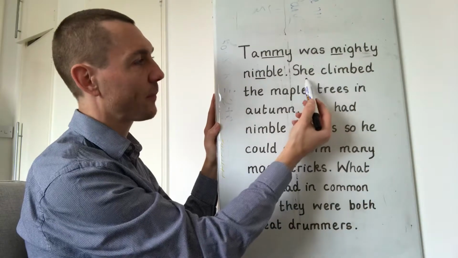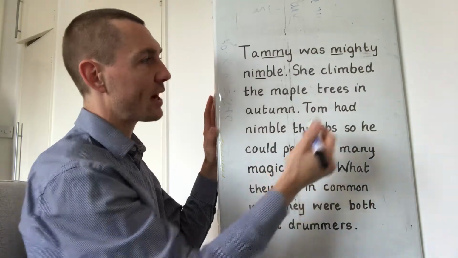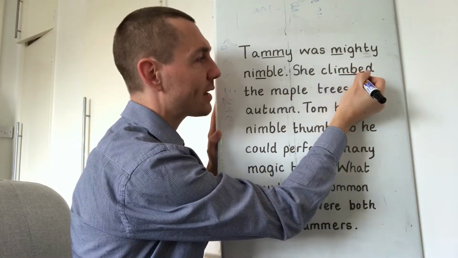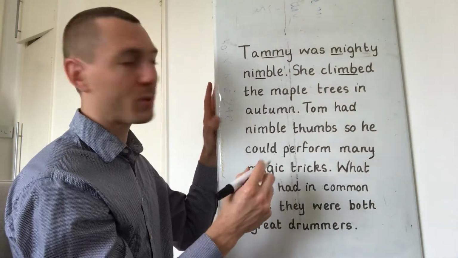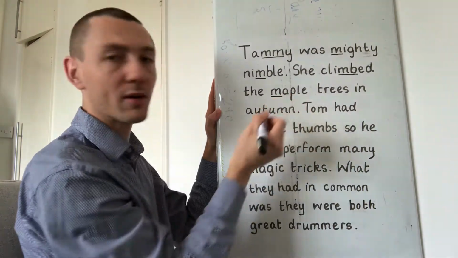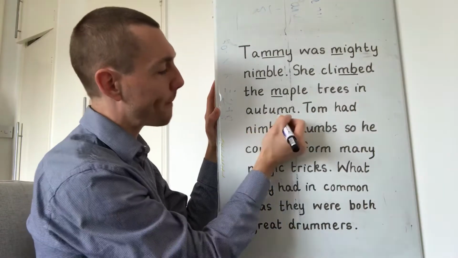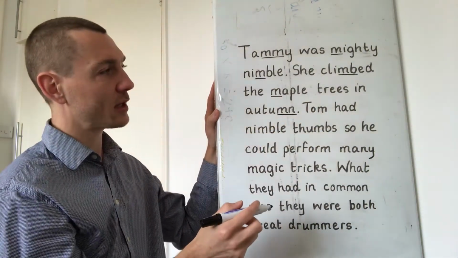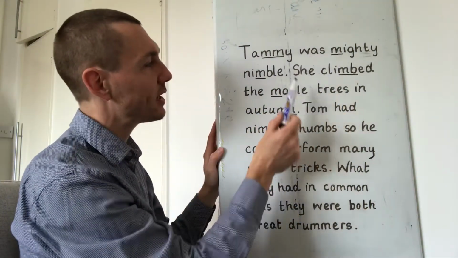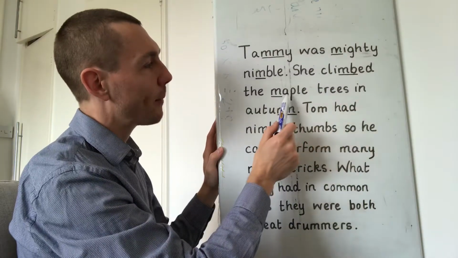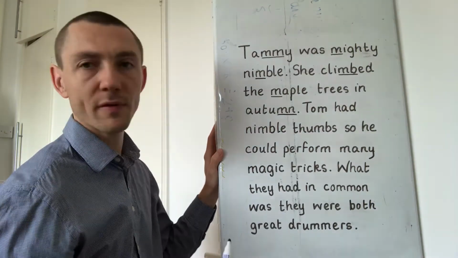Moving on, we've got she climbed the maple trees in autumn. So we should have climbed with the MB spelling that time. Climbed the maple trees with the M letter spelling of trees in autumn. Autumn with the MN spelling. So far on your list, you should have Tammy, mighty, nimble, climbed, maple, and autumn. 6 words so far. Okay, moving on.